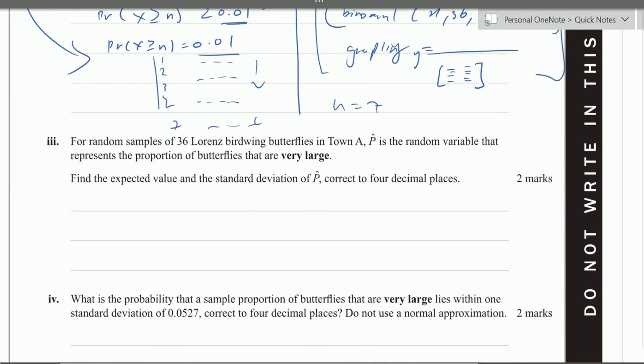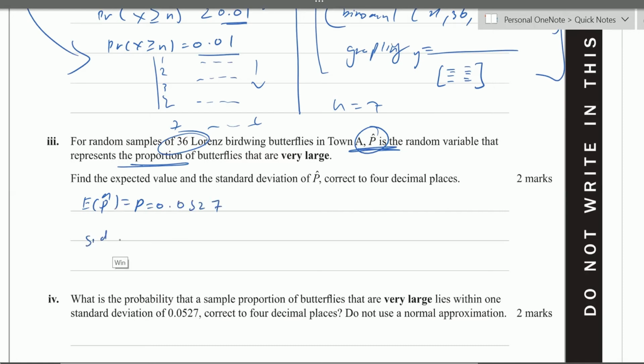Oh, so now we've actually gone to sampling. The P is a very obvious sign. So now, again, proportion, just be aware of the words they're using so you know what type of probability we're dealing with. So now there's 36 butterflies, and we have a proportion. So find the expected value and standard deviation. So we know in sampling, the expected value is just P. So our P value from before is 0.527.